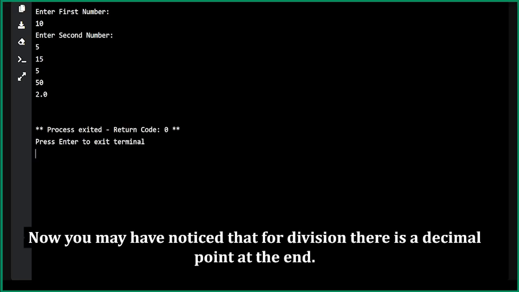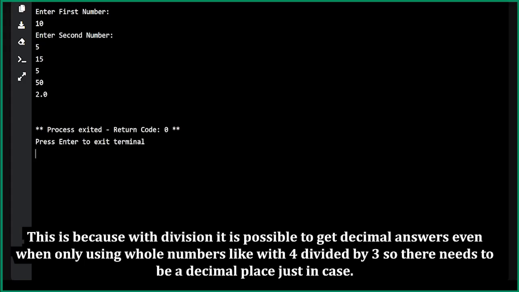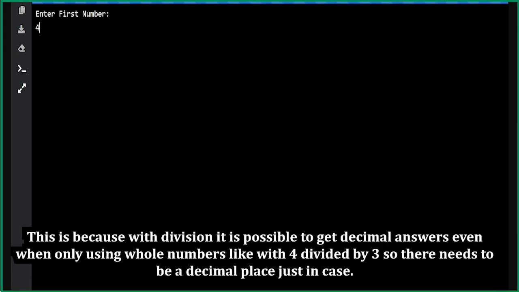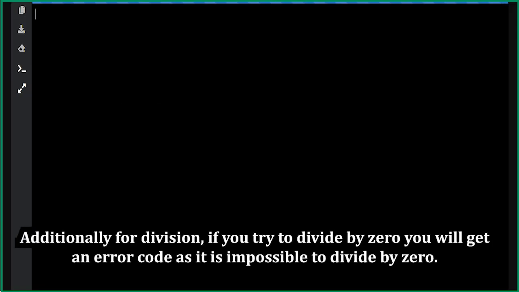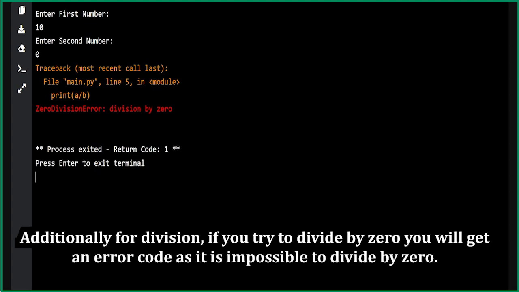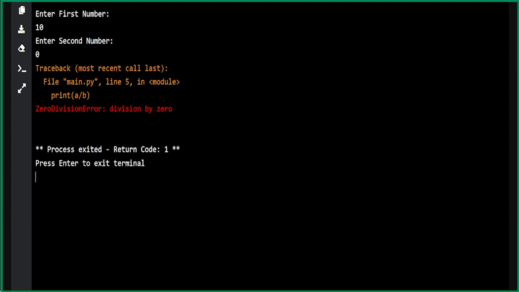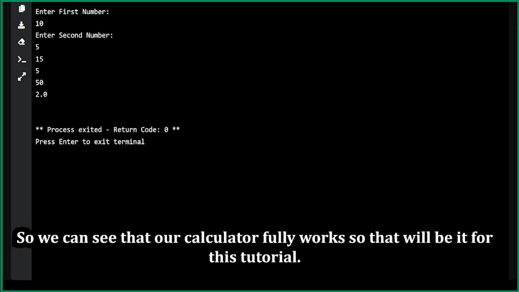Now you may have noticed that for division there is a decimal point at the end. This is because with division it is possible to get decimal answers even when only using whole numbers, like with 4 divided by 3, so there needs to be a decimal placed just in case. Additionally, for division, if you try to divide by 0 you will get an error code, as it is impossible to divide by 0. So we can see that our calculator fully works, so that will be it for this tutorial.